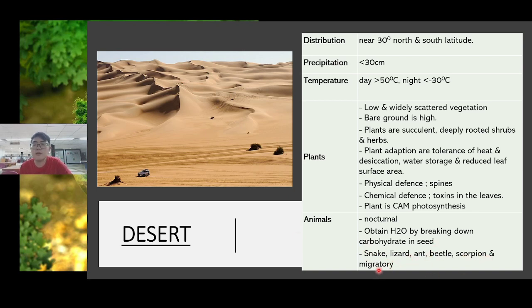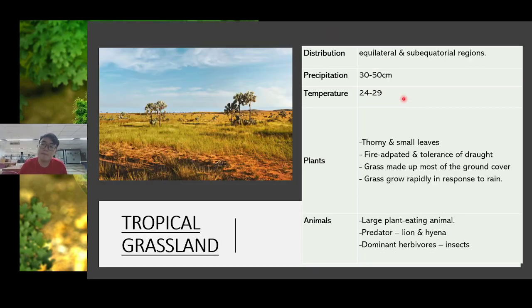So only this kind of animal can survive there. Most animals cannot survive there. So this is all about the desert.